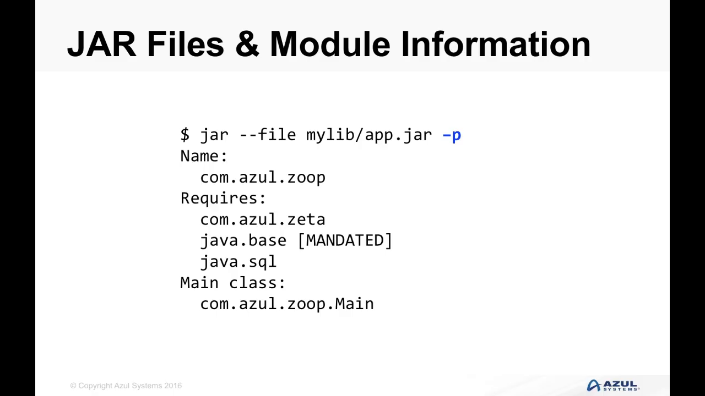There's a new flag on the jar command, so now you can do jar -p, and that will print out information about your module. So it'll give you the name of the module, give you the required modules, and will give you potentially a main class. So you can specify a main class in your module definition so that it makes it easier to run your application.